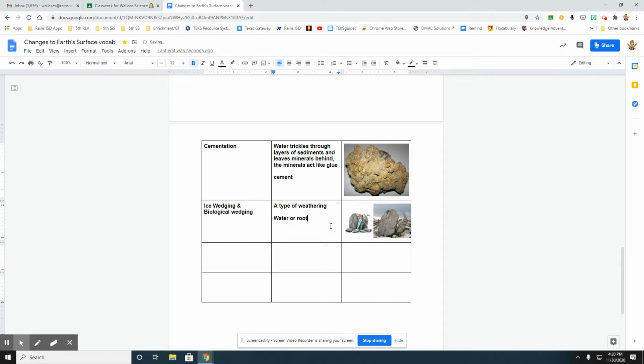Water or roots. Roots can do the same thing. You can maybe even go out in your backyard, go in an area here in Emory and find trees that have even like the roots have busted up the concrete at the sidewalks, or it's busted up some large rocks that you might see. So water or roots penetrate, go into, and break them apart. So super cool process here. Ice wedging is where it would be with ice. Biological wedging would be where we have like the roots from trees or bushes that are actually breaking them apart.